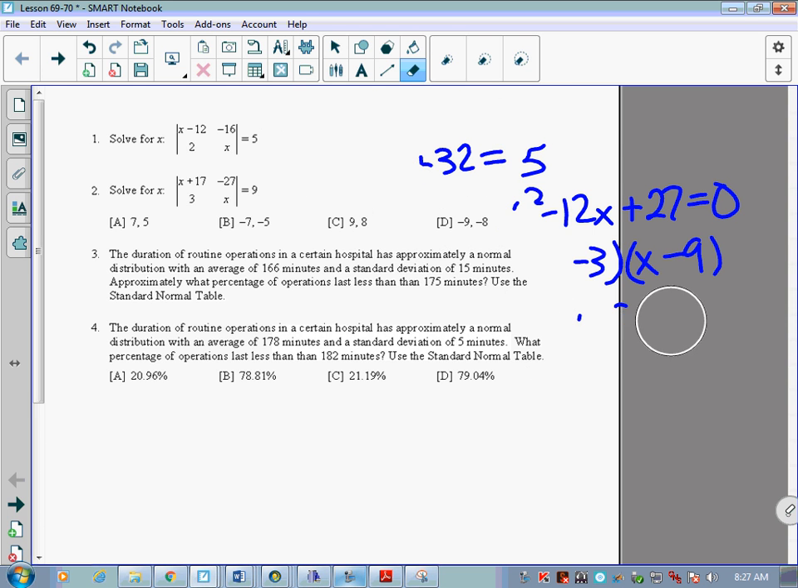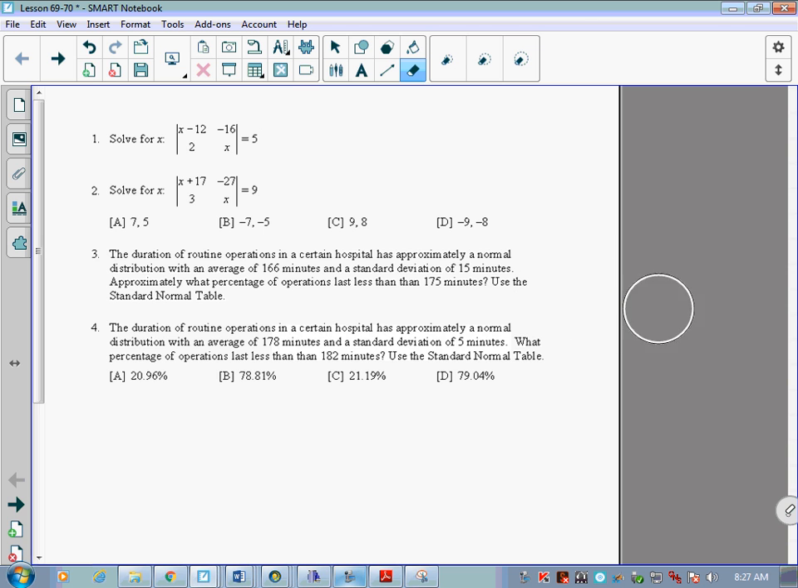You just have to make sure that whenever you get it down to x plus 9 times x plus 8, that you go ahead and you solve for x in those instances. All right, in 3 and 4, that's bringing us over to lesson 70.